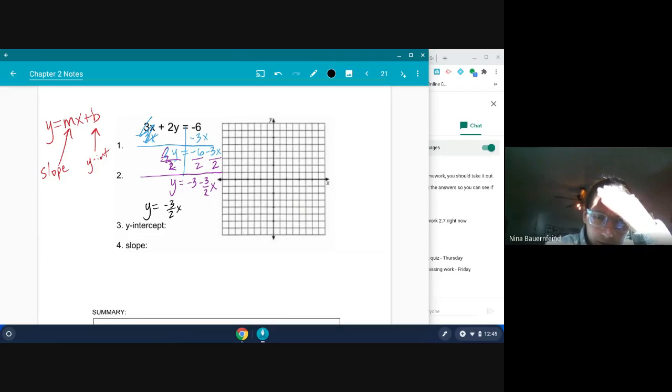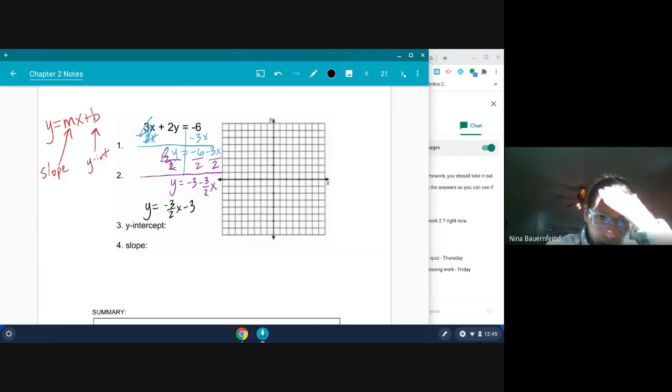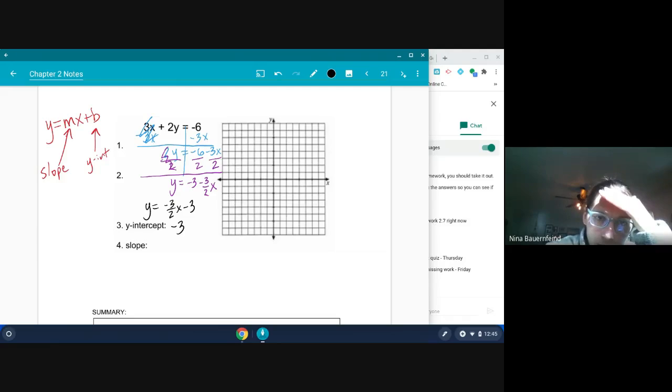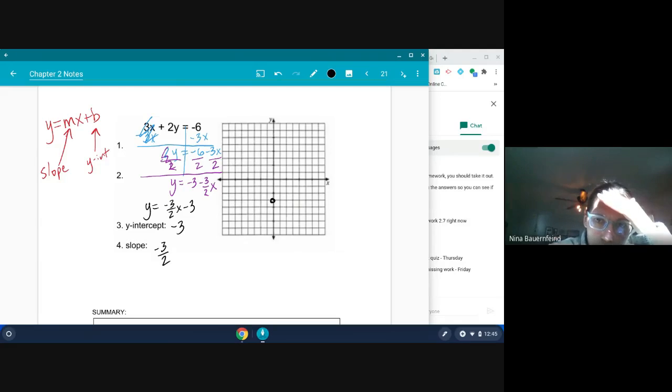And then? Minus 3. You got it. What's my y-intercept? -3. Perfect. And then my slope? -3 over 2. Got it. So -3 is our y-intercept, and from there, the slope is -3 over 2. So down 3, forward 2, or up 3, backwards 2, up 3, backwards 2, up 3, back 2. I'll give you a second, either take a picture or write that down.